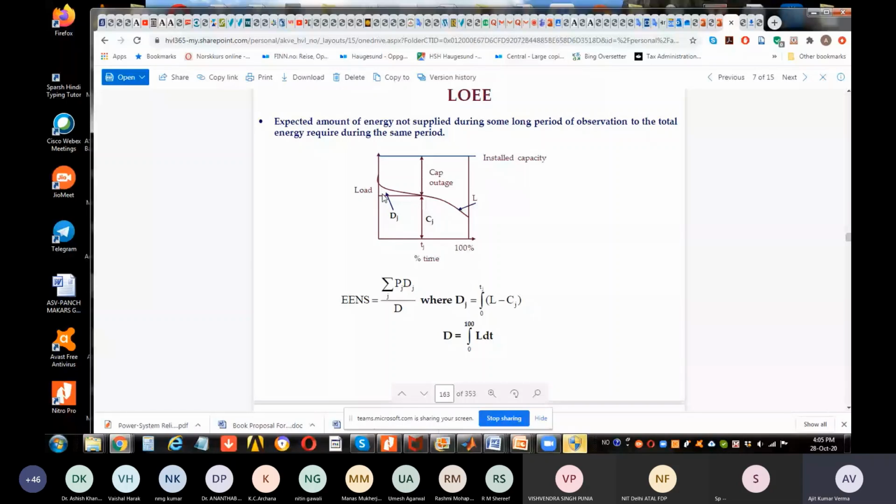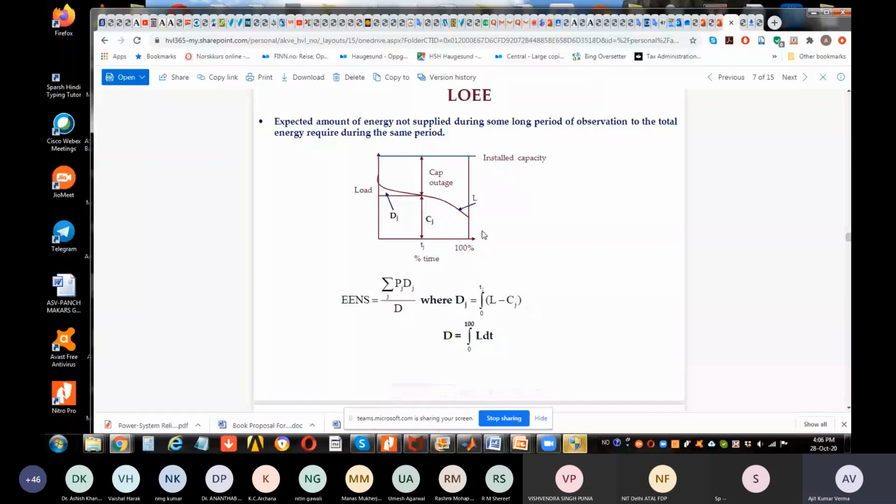So, the expected energy not served: what we have done is we have integrated this, DJ, with the state probabilities and summed them up, and then divided it by the duration. So DJ is, of course, from the load profile L, and the total duration is simply the integration of load over time. So that's D.